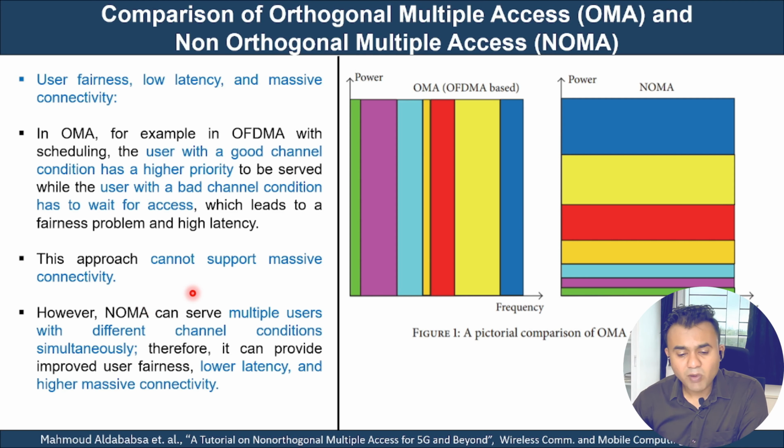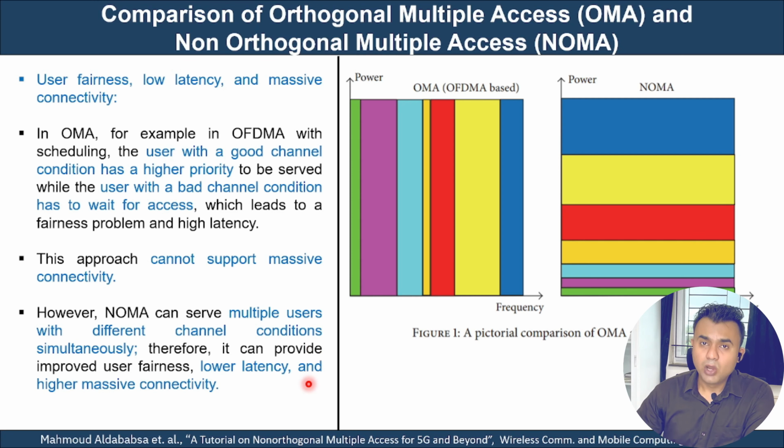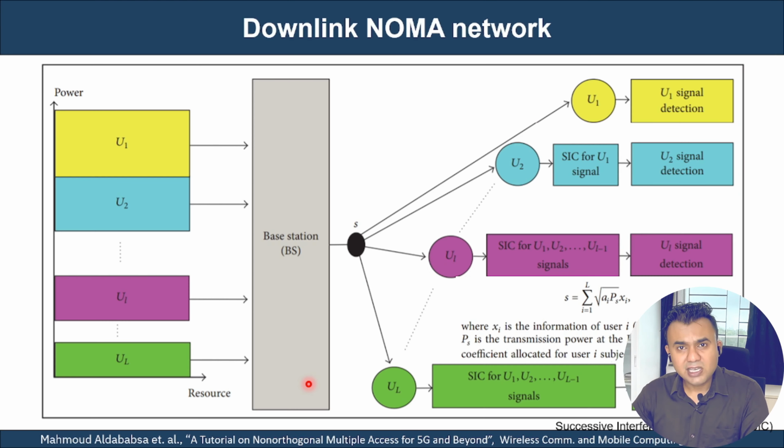Now, this approach cannot support the massive connectivity we are expecting in 5G, 6G and beyond. However, NOMA can serve multiple users with different channel conditions simultaneously. I've explained that. Therefore, it can provide improved fairness, lower latency, and higher massive connectivity. These are the advantages. Let's see the downlink NOMA network.